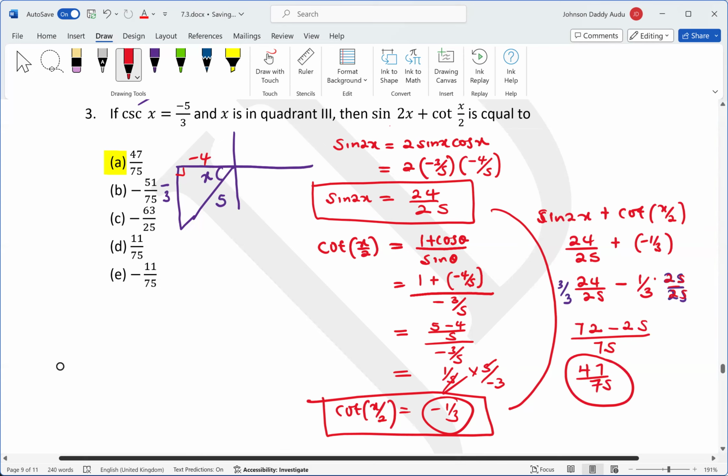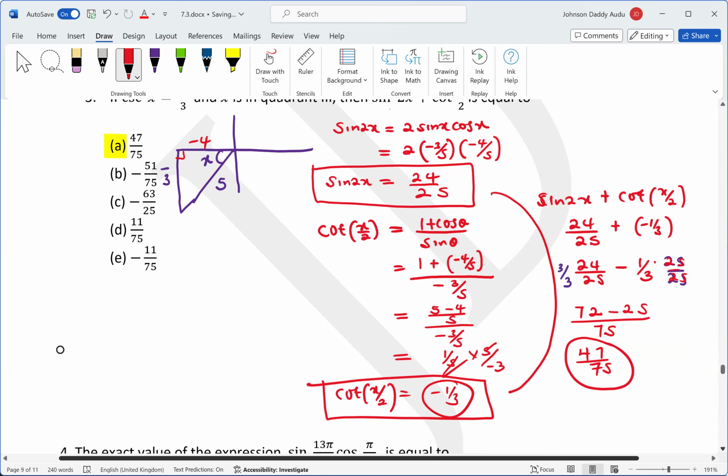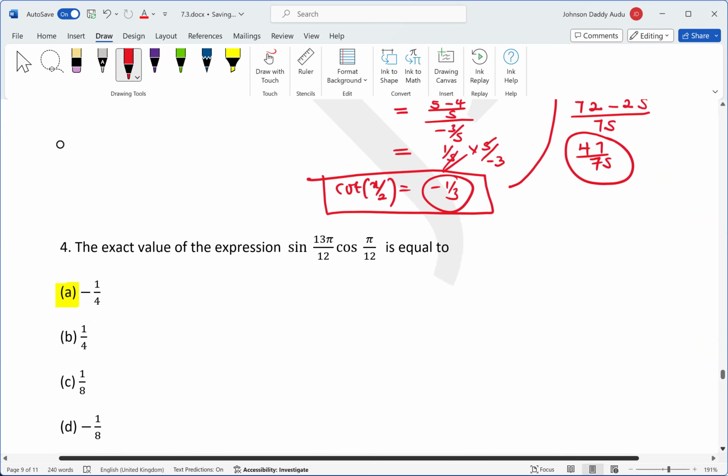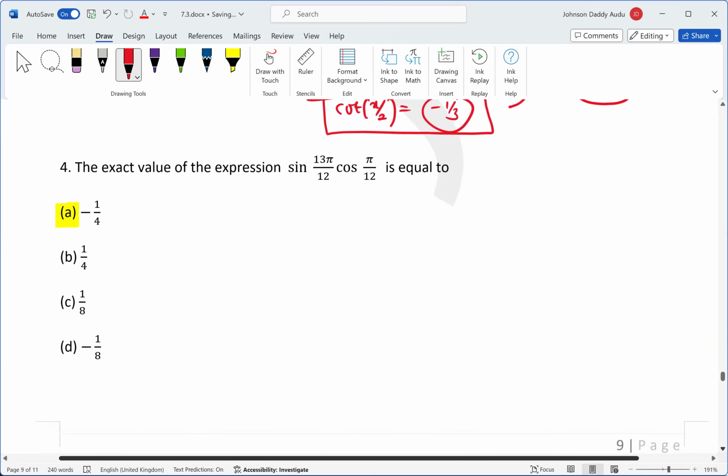Okay. Now let's see the next question. So here we want to find the exact value of this. So what can we do here? Sine 13 pi over 12, cosine pi over 12. Okay. So this is going to be what? Cosine, right?